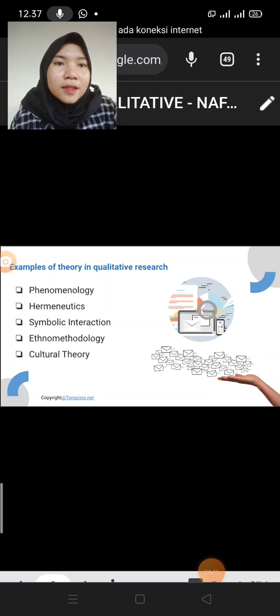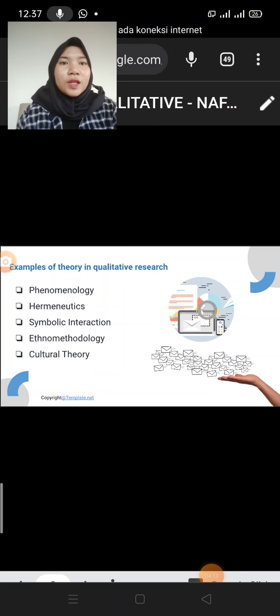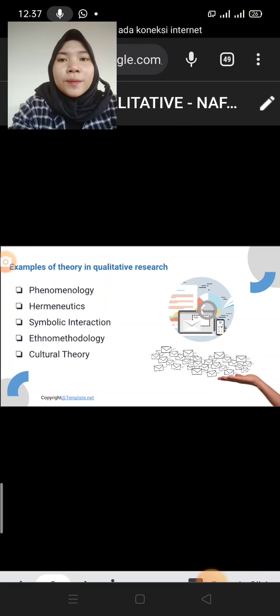Next, symbolic interaction. The assumption is that human experience is obtained through interpretation. Objects, situations, people, and events have their own meanings. The existence and occurrence of the meaning are distinct because they are given based on the interpretation of the people involved.